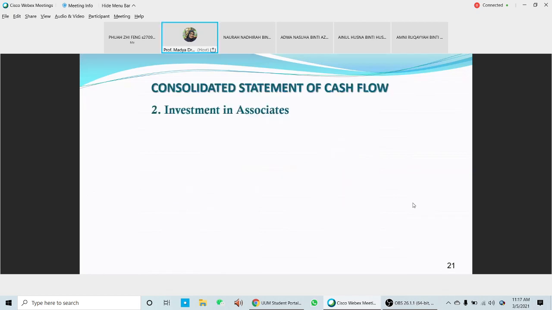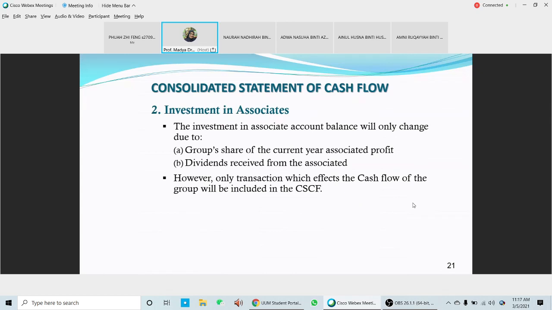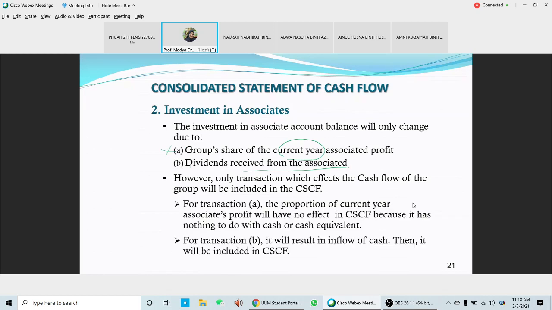Okay, we just proceed to two more. The other one you have is investment in associate. Investment in associate is also going to be affected by the changes in share of profit and also the dividend received from the associate. However, the first transaction does not affect any cash. So only the dividend received is going to affect cash. So we only consider the dividend received from associates. For NCI, it is dividend paid to NCI, and for associate it is dividend received from associate. Those are the only things that are going to affect your cash flow statement.